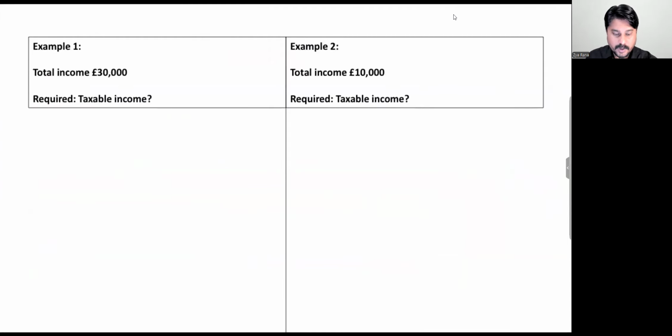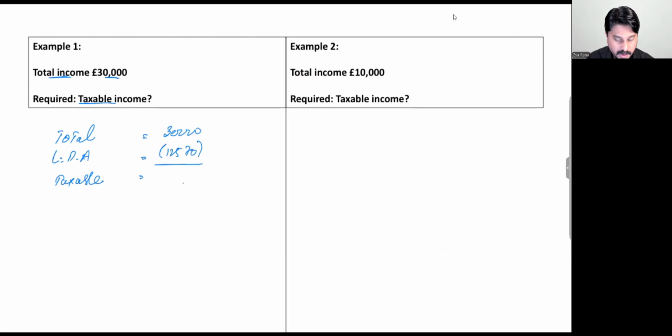Let's start with example 1. Total income is given as 30,000 and the requirement is to calculate the taxable income. If you remember, from the total income, we deduct the personal allowance and the differential would be the taxable income. Total income is given as 30,000. Personal allowance standard amount is 12570. So the differential is calculated as 17430. That's the taxable income, right?